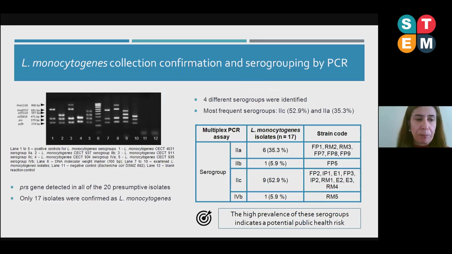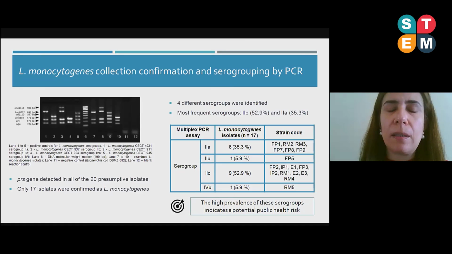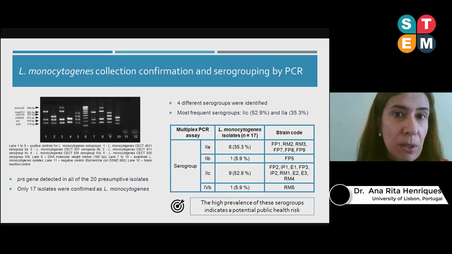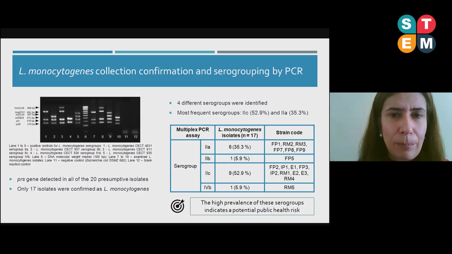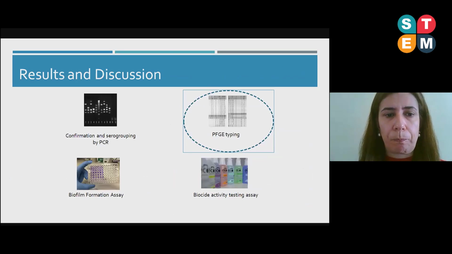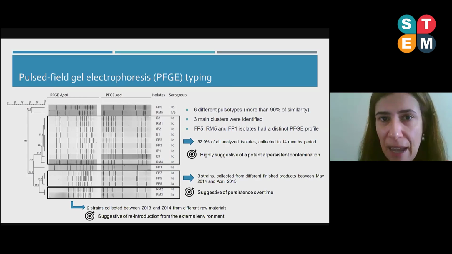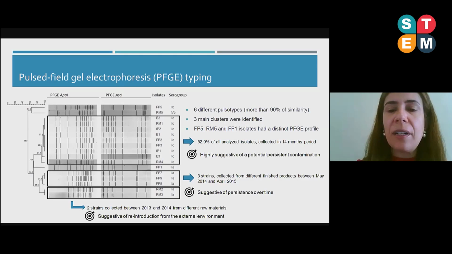On to results, 26% of the isolates were confirmed as Listeria monocytogenes, and they belong to serogroups 2A, 2B, 2C, and 4B that are altogether responsible for more than 90% of human listeriosis. Pulsed gel electrophoresis typing revealed that pulsotypes were grouped in 6 PFGE types, and we even gathered 3 clusters in this pulsotype analysis.